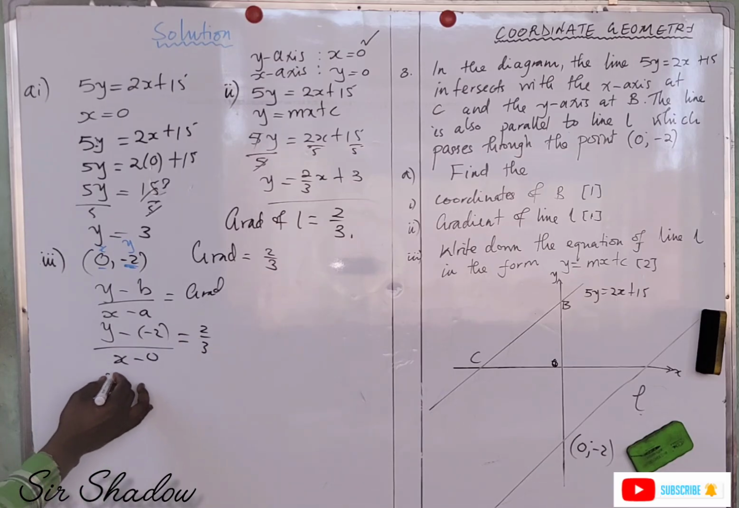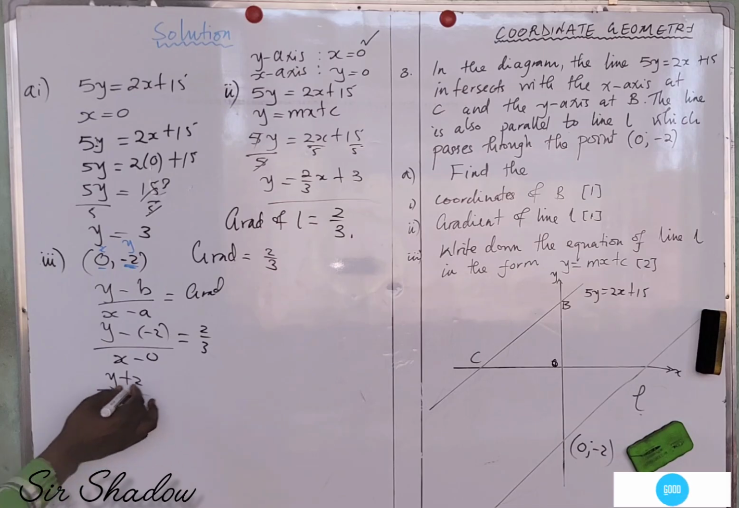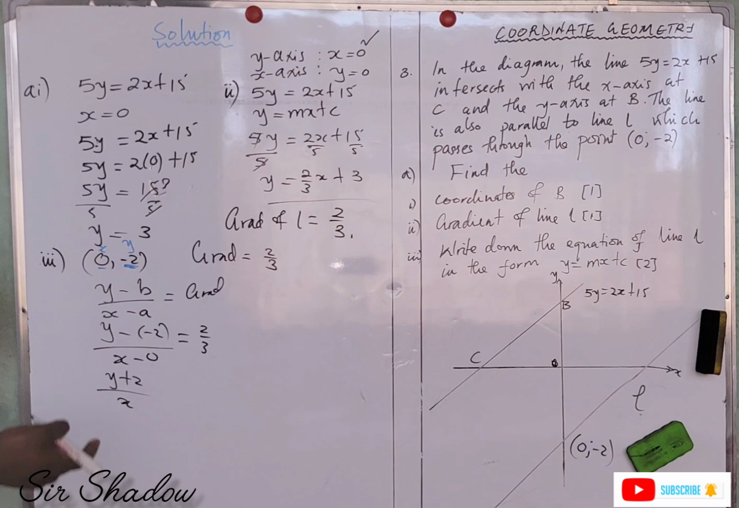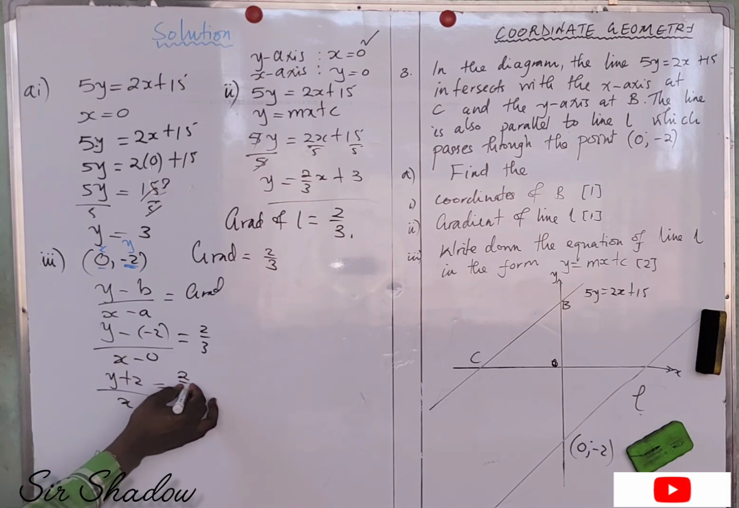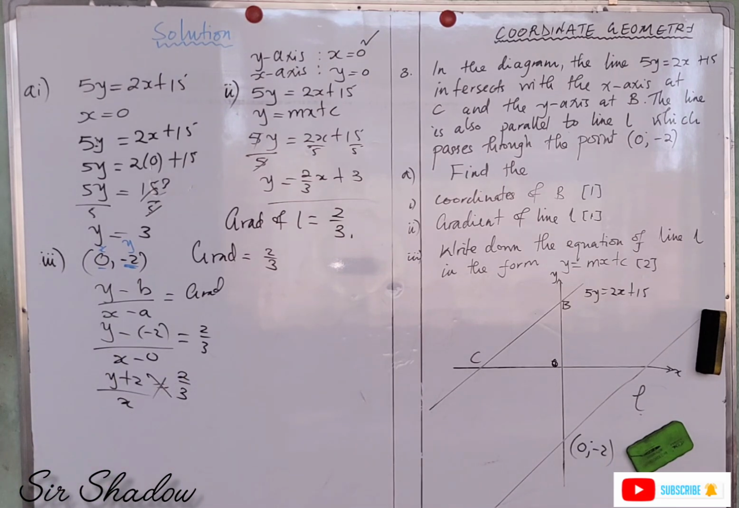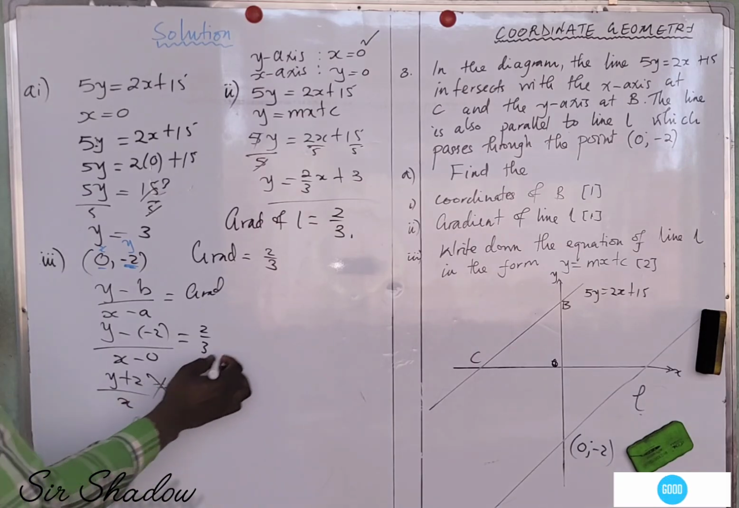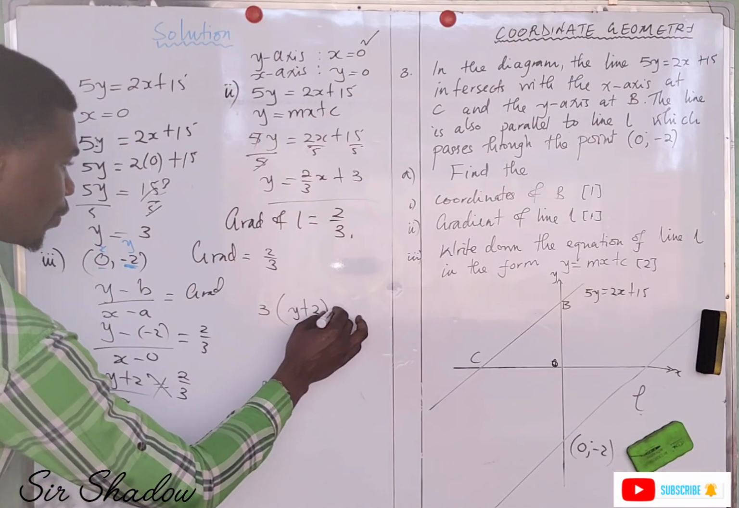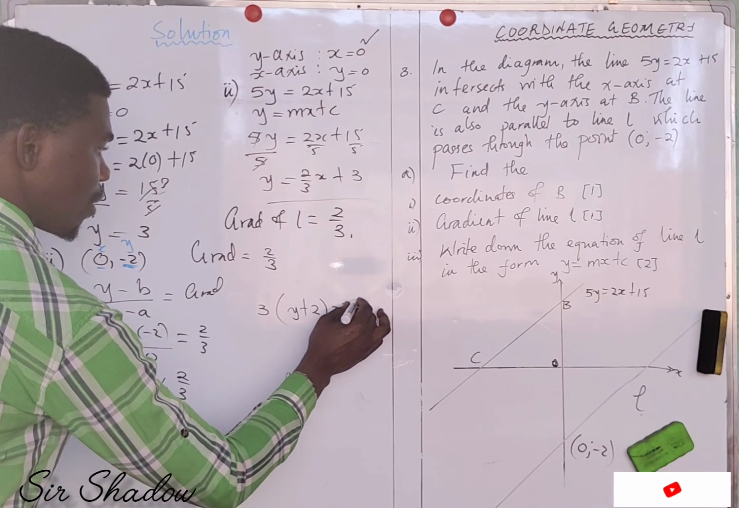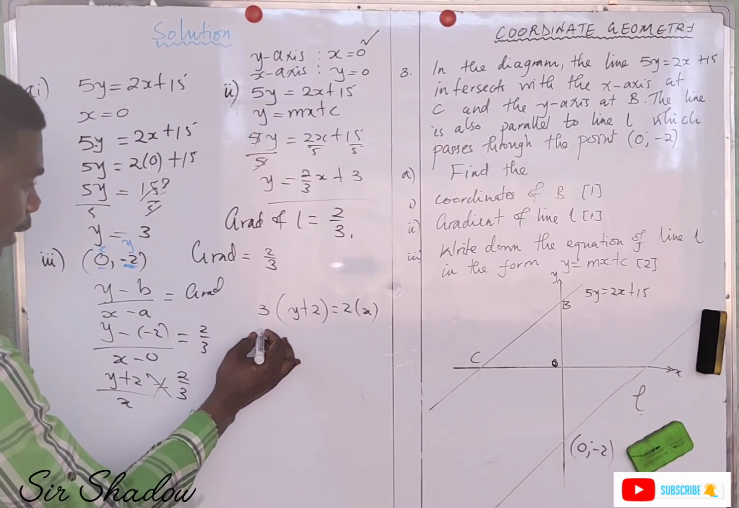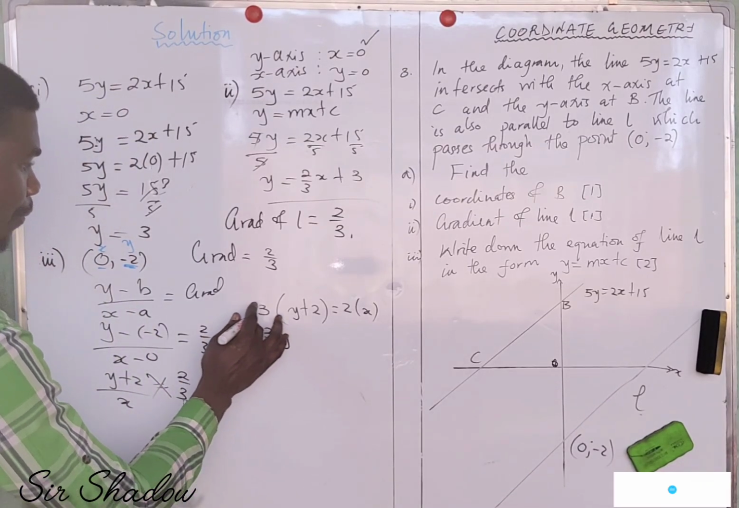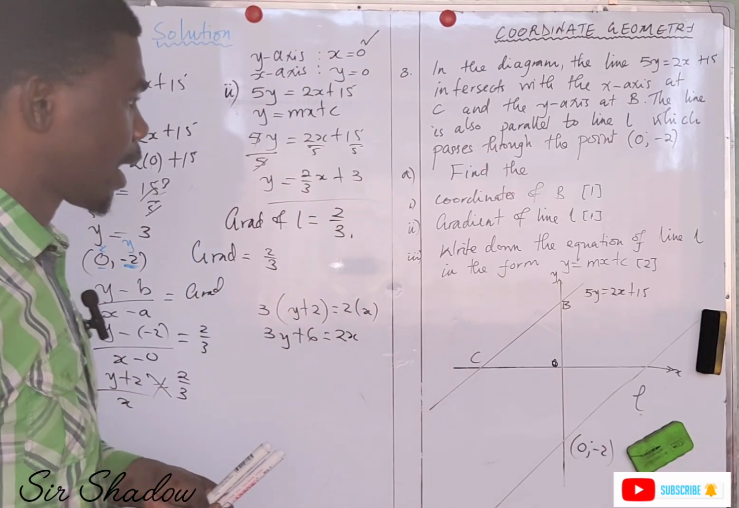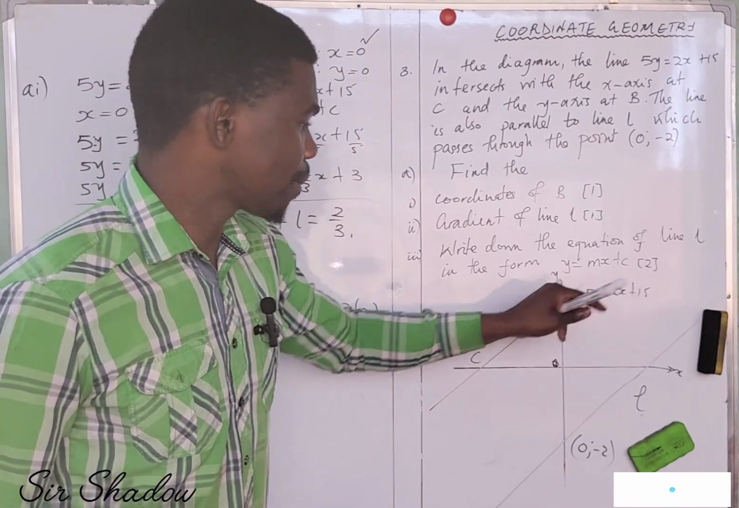This gives us (y plus 2) over x, because x minus 0, we get x just because 0 has no effect. This equals 2 over 3. Let's apply cross multiplication here. Then now we have 3 multiplying (y plus 2), which equals 2 multiplying x. Let's multiply 3 times y, which gives 3y plus 6 equals 2x. Just remember, I want to leave our answer in the form y equals mx plus c.